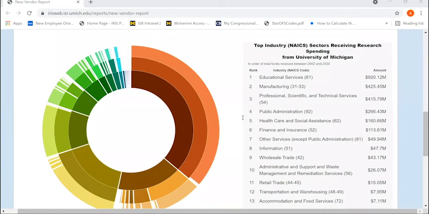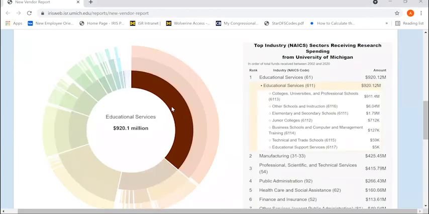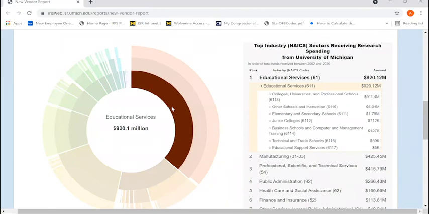As seen in the table for the University of Michigan, the educational services industry is the sector that has received the most research spending. You can use the Sunburst chart and the table to further drill down to different levels of aggregation. By clicking on the innermost ring, you will see the top level aggregation of 2-digit NAICS. You can further go to a more detailed level by clicking on the middle ring, which represents 3-digit NAICS codes.